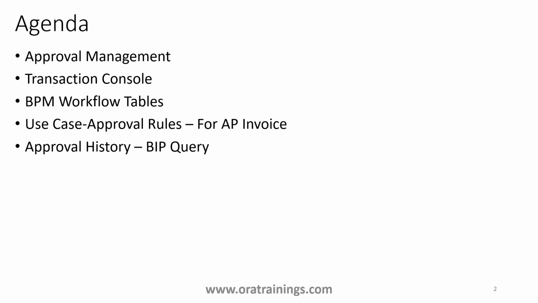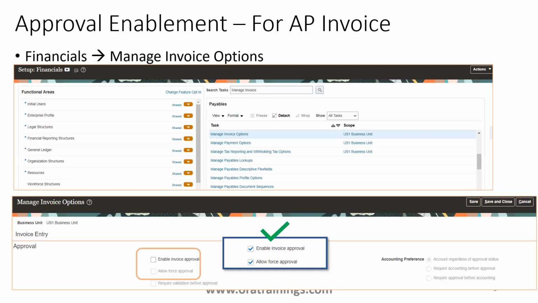The first thing is, if you want to enable a workflow for the AP invoices, you have to navigate to manage invoice options in the setup and maintenance for the financial year setup. And in the approval area, make sure that you enable these two checkboxes so that it will kick off the workflow whenever you are initiating a workflow for the AP invoice.